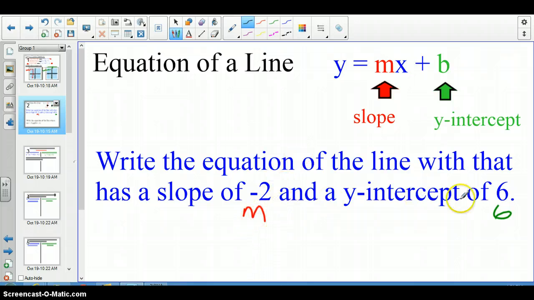So if you notice, I use the same colors here. I'm just going to rewrite my equation. Y equals my m, my slope is -2, x plus 6. All I did was replace my m and my b.